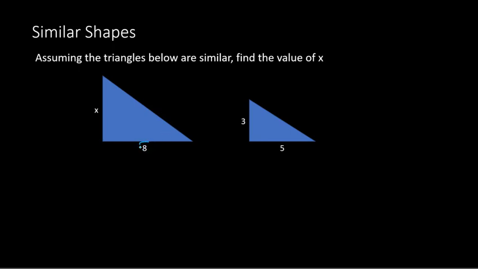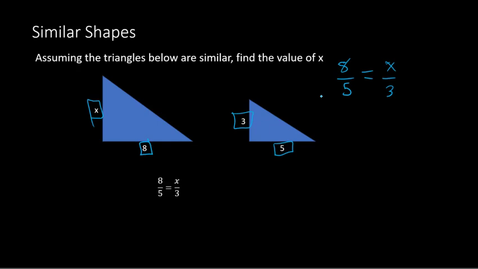So for example, if we look here at the bottom of this triangle and the bottom of this triangle, that's going to be in the ratio of 8 to 5. That ratio or scale factor is going to hold true for any corresponding sides. So if we do x divided by 3 right here, that's going to be the same ratio, the same scale factor. So we can use this to set up our equation.